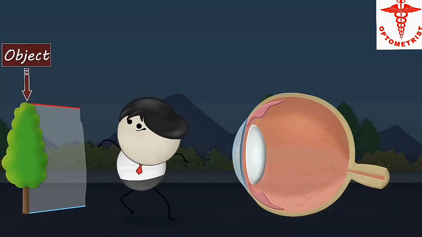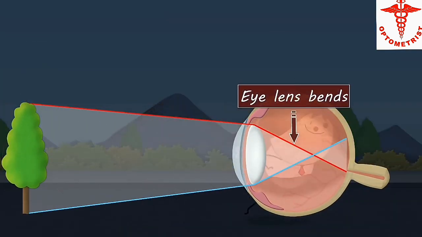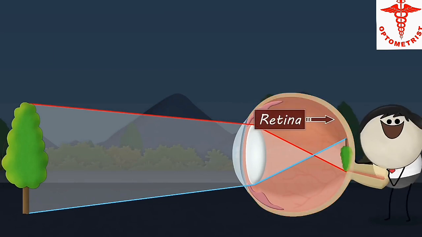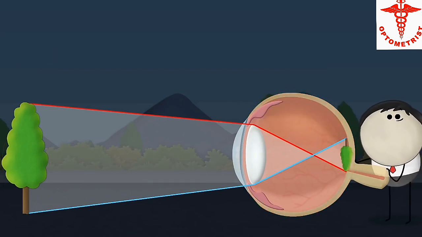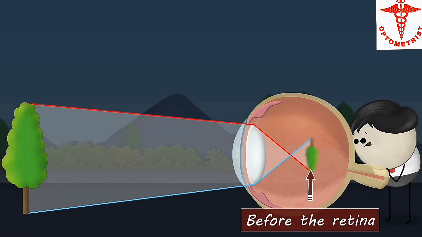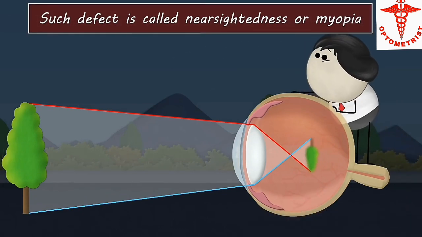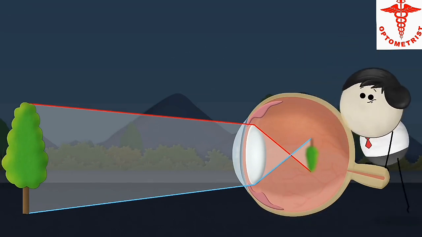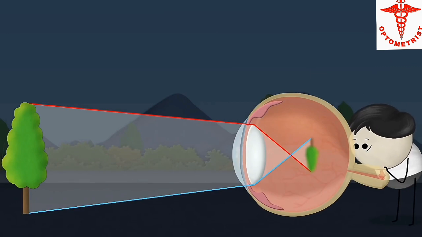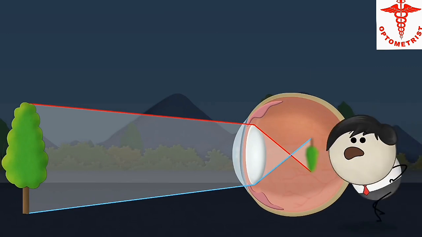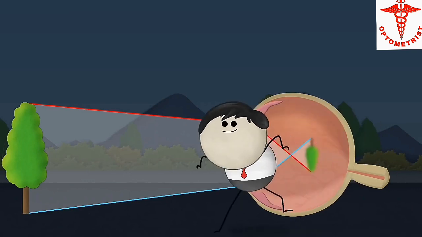When light from an object enters our eyes, our eye lens bends it such that the image is formed on the retina. However, in some people, this image is formed before the retina. Such a defect is called nearsightedness or myopia. A person with myopia cannot see distant objects clearly. But why? Wait, I'll explain.